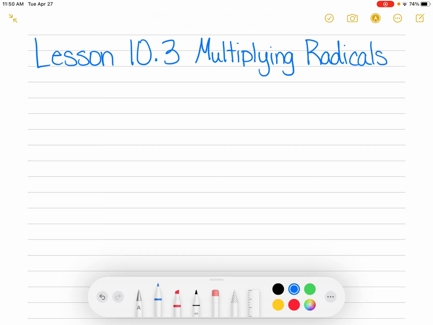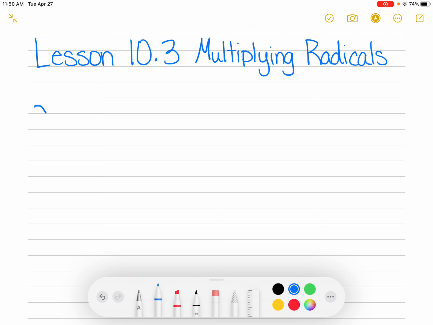Hello students, today we're going to be multiplying radicals, and this is a pretty easy section compared to some of the other ones in this chapter because it's so straightforward. And we're also going to be, after multiplying them, simplifying them. So we're going to keep doing what sections 1 and 2 did in this chapter.